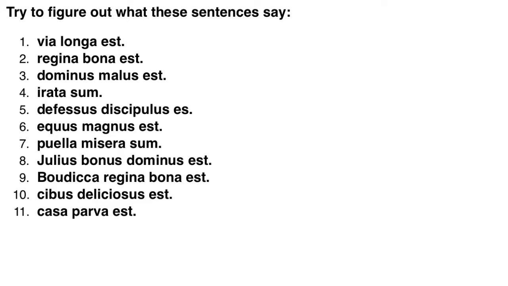Remember that they are using the same word order that a Roman would use. In order for you to translate the sentence effectively into English, you might have to change the order that you use the words in English. Sentence number 2. Regina bona est.